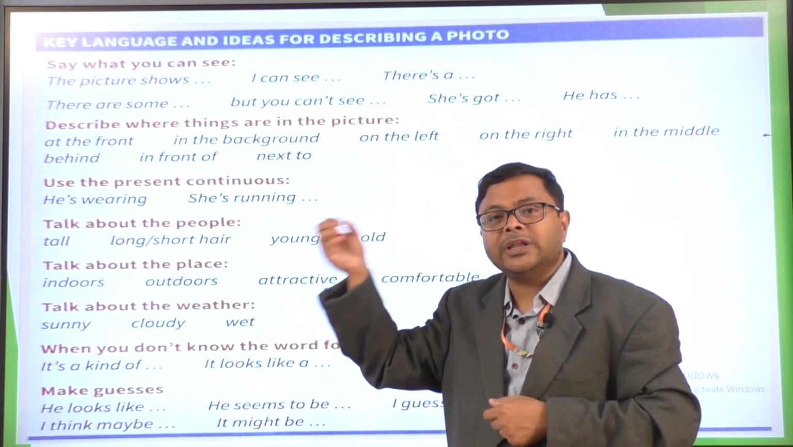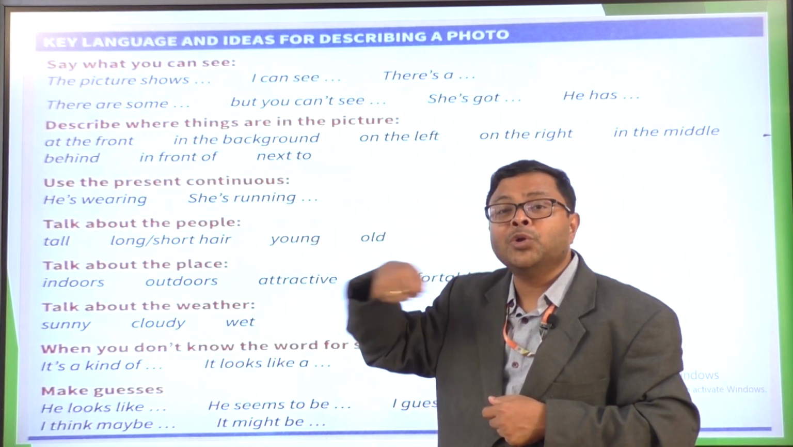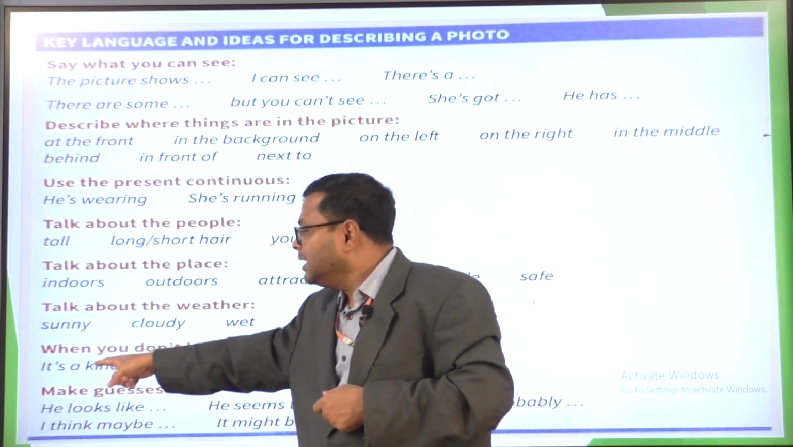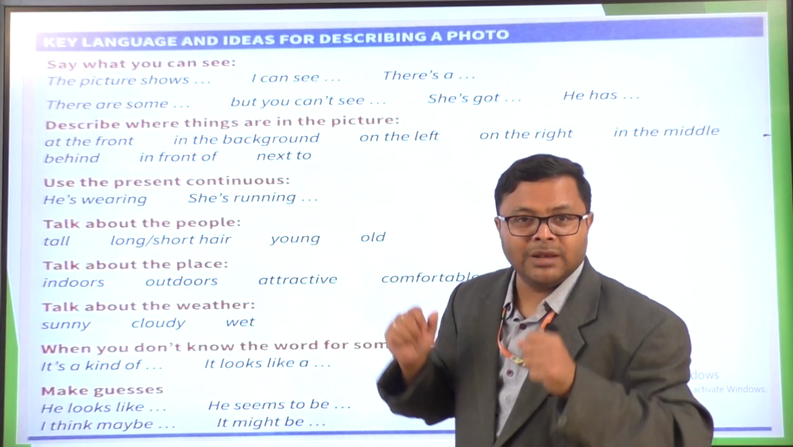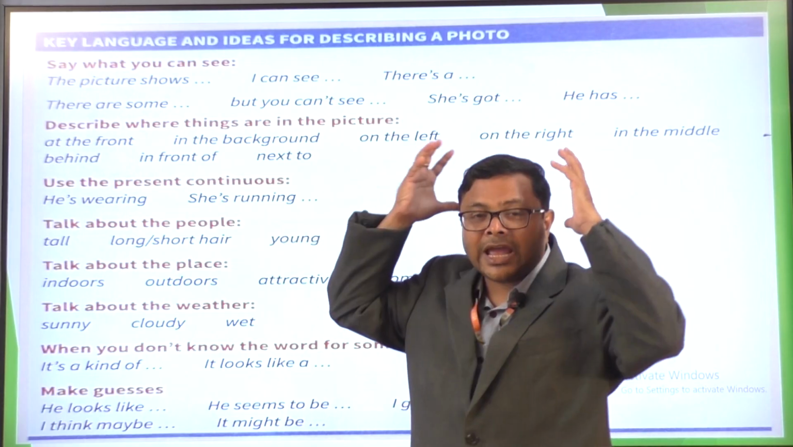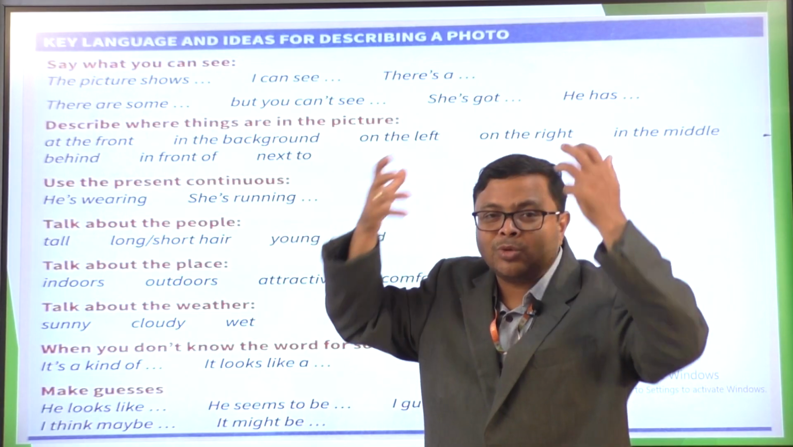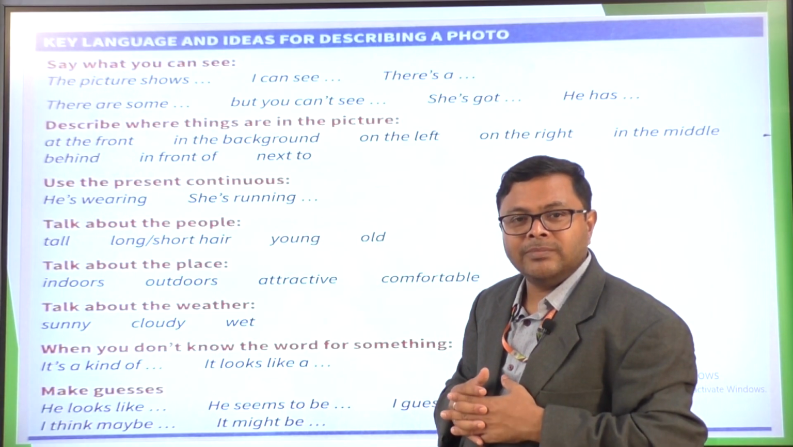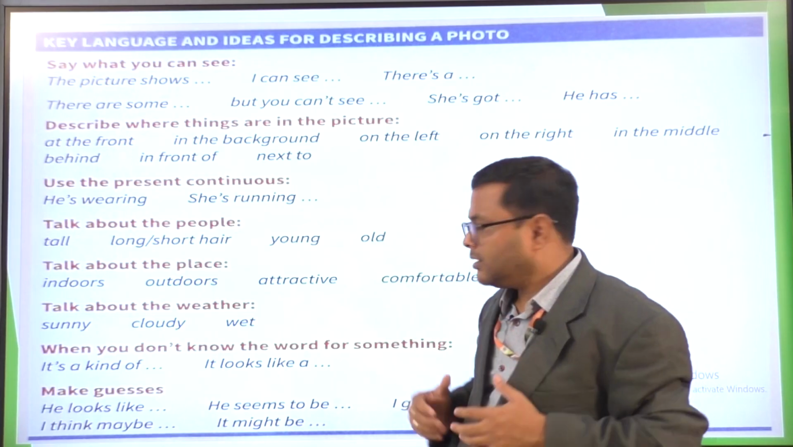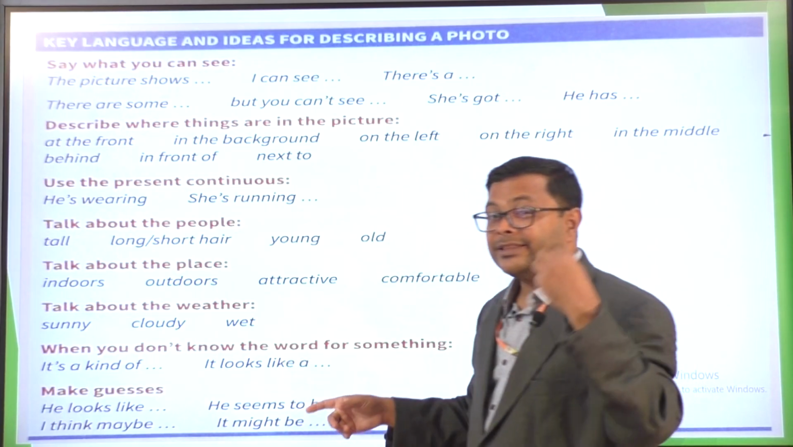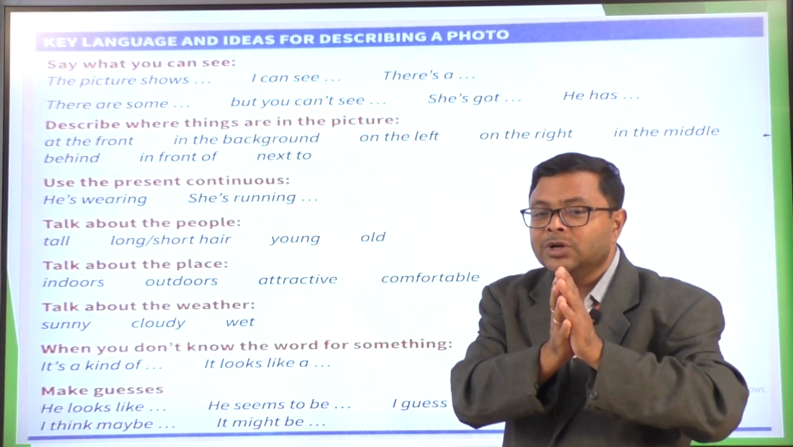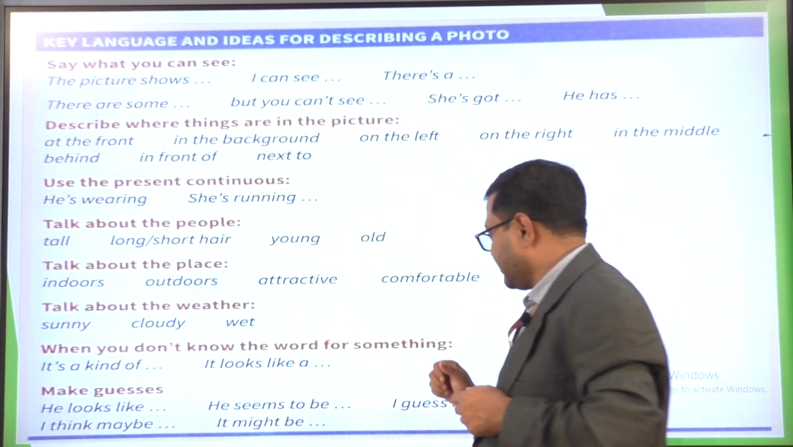You have to compare, you have to connect with some common known thing. For example, it is a kind of, what is a helmet? It is a kind of hat that covers the whole head, the skull. Okay. It looks like this. So, what is known to you, you can compare with that.